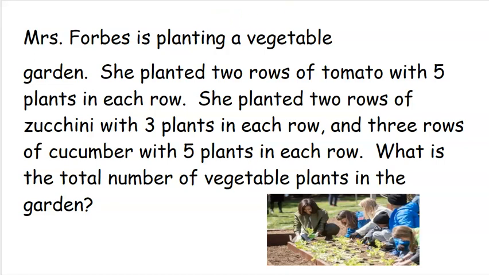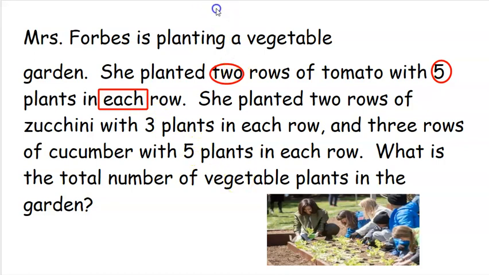So I'm going to read it again. And we're first going to concentrate on the important numbers. Mrs. Forbes is planting a vegetable garden. She planted 2 rows of tomato with 5 plants in each row. Now, that word each is extremely important.